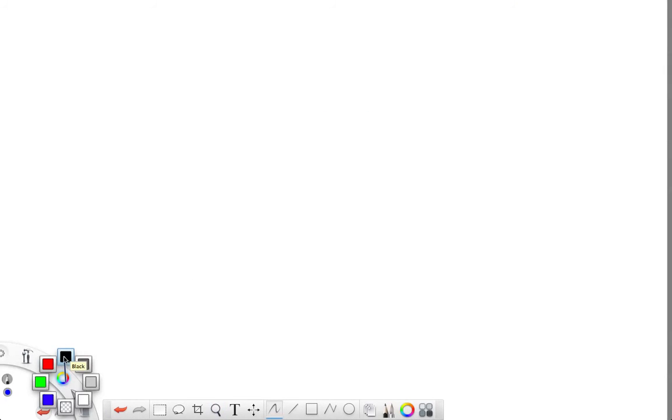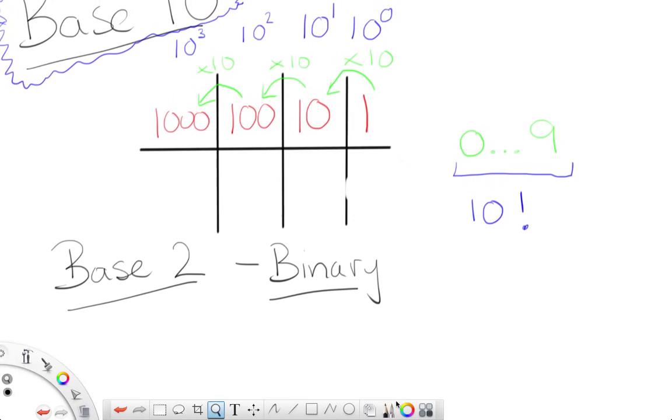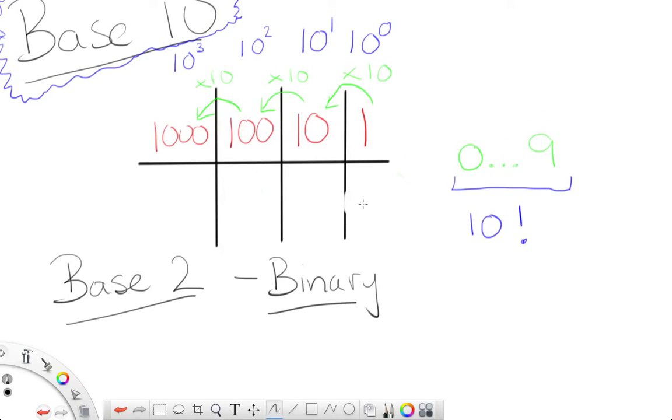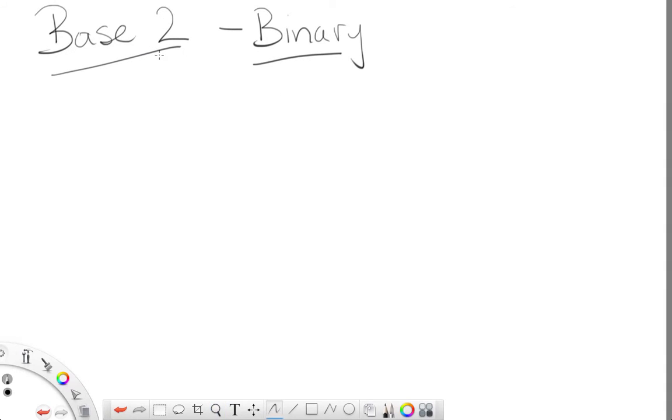It's a bit too hard for them to deal with. So they instead use base 2, which is called binary. Now if you think back to what we had before, in base 10 everything was tens. Every column was a power of 10 and there were 10 digits. So what now? We're not using base 10, we're using base 2. What happens?